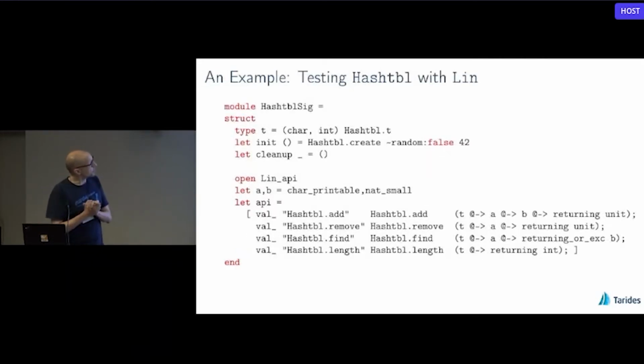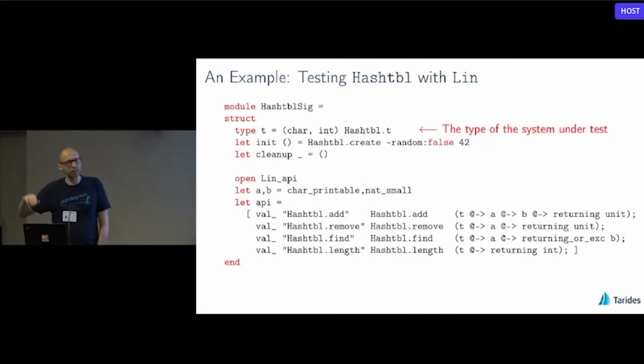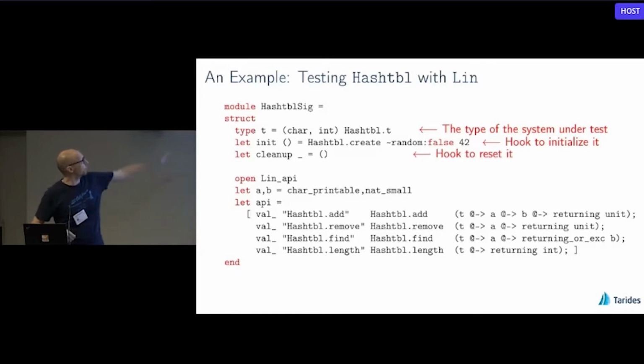Example. So this is, well, as much as I could fit on one slide, testing selected operations of the standard lib hash table module. At the top there, you'll see, okay, we need to tell the library what is the type of the system under test. We choose somewhat arbitrarily chars and ints for the two type parameters. We need to describe how to set up that system, and if you need to, how to clean up after it or take it down.